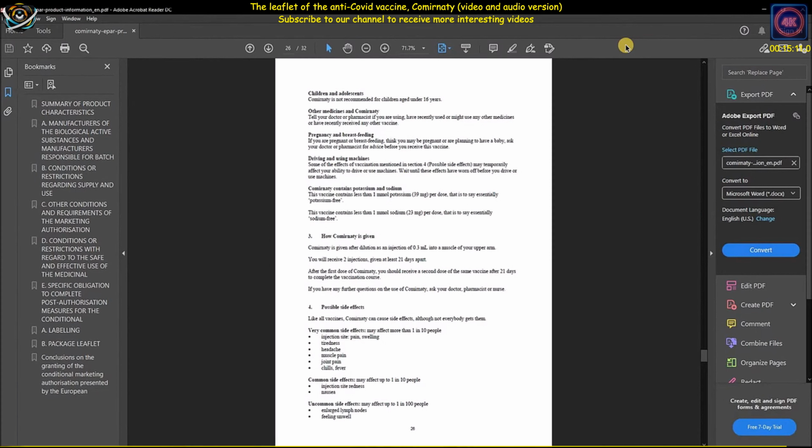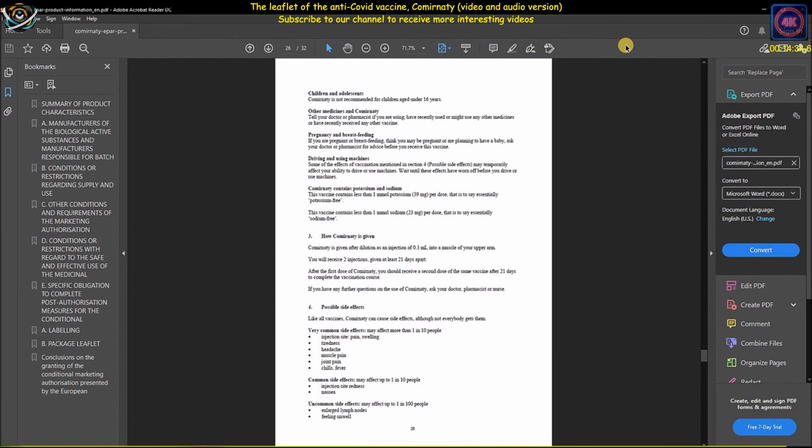4. Possible side effects. Like all vaccines, Comirnaty can cause side effects, although not everybody gets them. Very common side effects may affect more than 1 in 10 people: injection site pain, swelling, tiredness, headache, muscle pain, joint pain, chills, fever. Common side effects may affect up to 1 in 10 people: injection site redness, nausea.